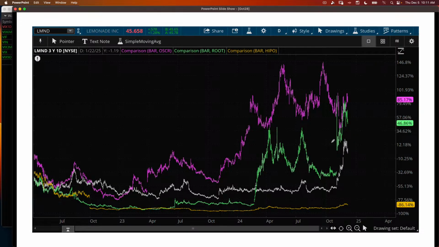So we have Lemonade. We have Oscar in purple. We have Root in green. And we have the Hippo in yellow. Now, since inception, going back to 2022, these are all pretty young companies. The Hippo is down 86%. Garbage. 86%. Never had a chance. So that's something I wouldn't be too interested in playing. But out of the others, yeah, I certainly would be. Let me go to the next chart.